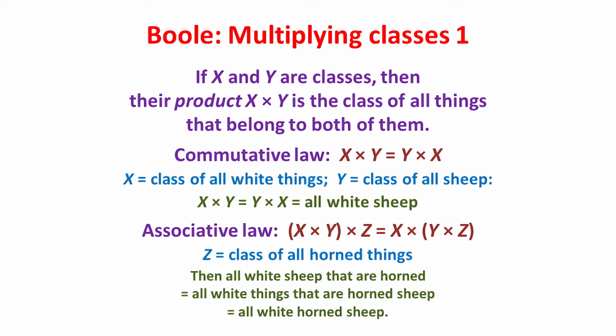What about an associative law for classes? If x and y are as before, and if, as Boole suggested, z is the class of all horned things, then (x times y) times z is the class of all white sheep that are horned, while x times (y times z) is the class of all white things that are horned sheep. And these are both the class of all white horned sheep.